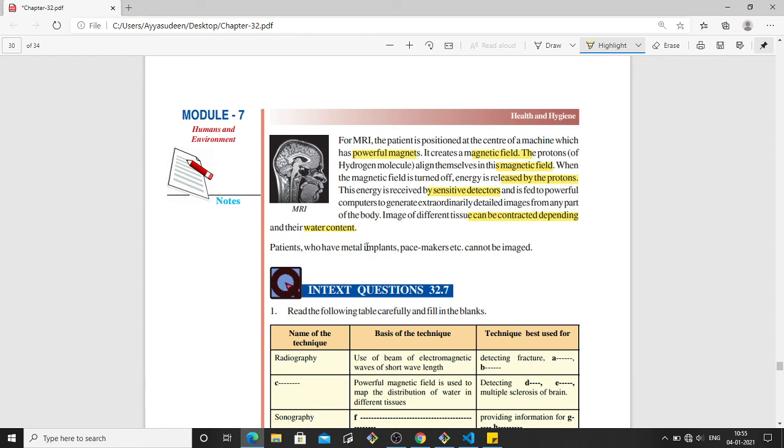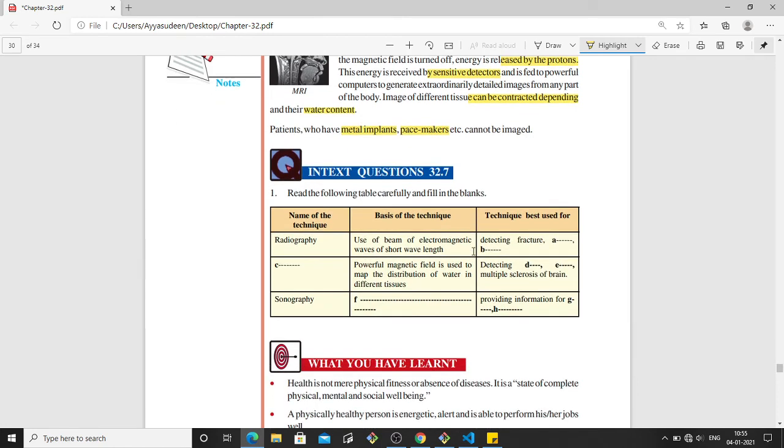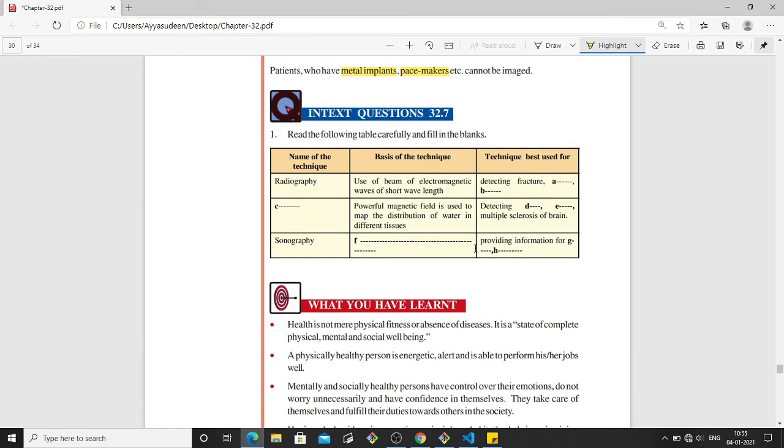Patients who have metal implants in their body or pacemakers cannot be imaged. Okay, it is dangerous, so they cannot be imaged.